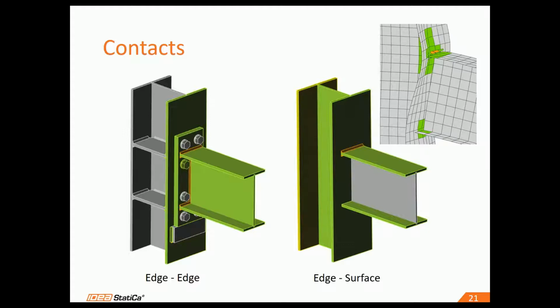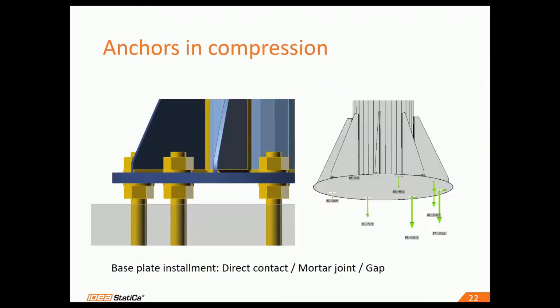So, for example, the right connection, it's kind of bizarre connection with only the top flange welded to the column, and for the rest there is a defined contact between the edge of the beam and the surface of the column. So you can see that it also is possible to be modeled in IDEA StatiCa, although it's not really used in practice.